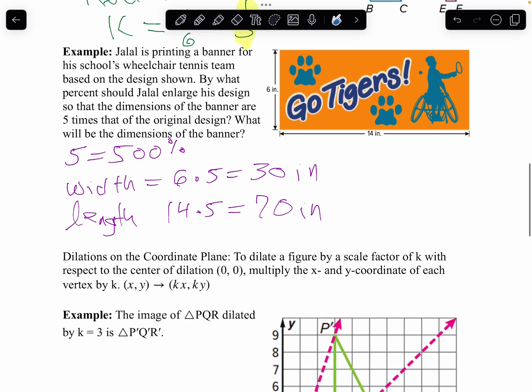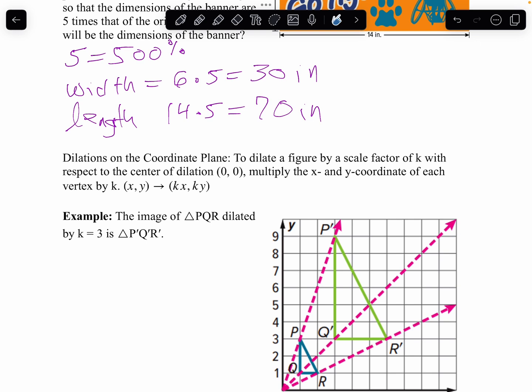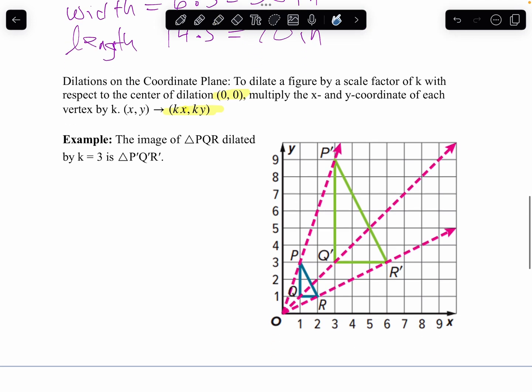Now in geometry, a lot of times we like to look at the coordinate plane. A dilation in the coordinate plane means I'm going to multiply the x and y by the same thing, provided my center is at 0, 0. In today's lesson, all our centers are going to be at 0, 0. We'll learn how to do it if it's not at 0, 0 later in this unit.